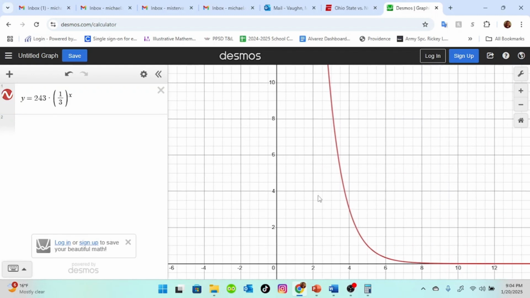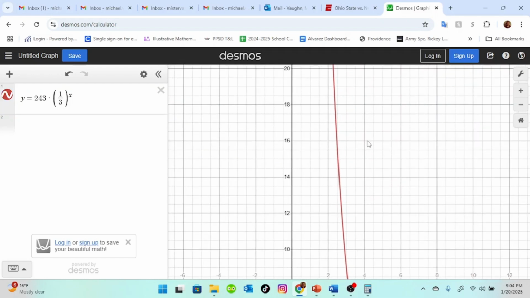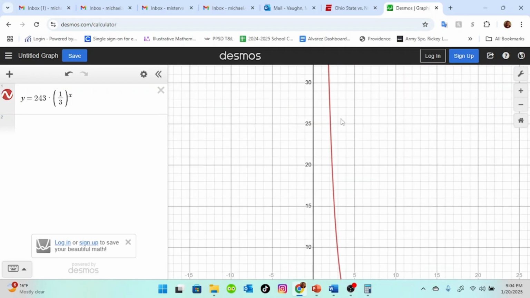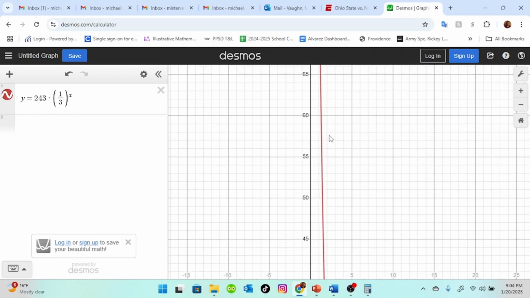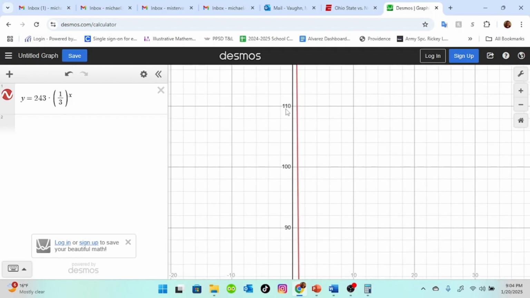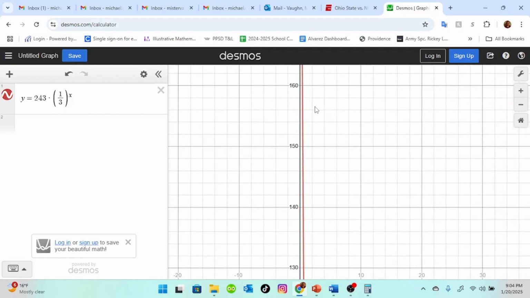And what they wanted was values of x between 0 and 4. So when x equals 4, y equals 3. So we at least need a y value below 3. And then we can go up to where the vertical axis is, and it should be at our original amount, 243.